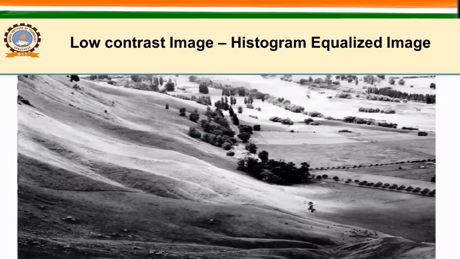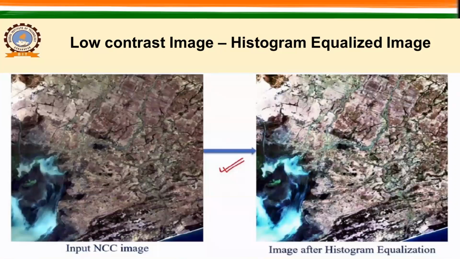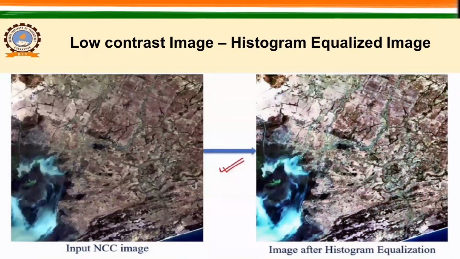Now see, this is the example of histogram equalization. This is one image, and once we apply the histogram equalization, the image will look like this. I have one more example for you, like this one image, and this is the output. Another example is this. This is another image, and this is the output.